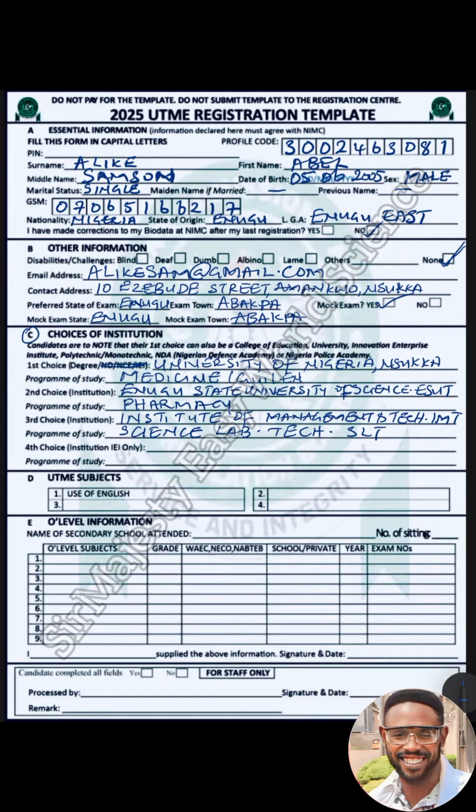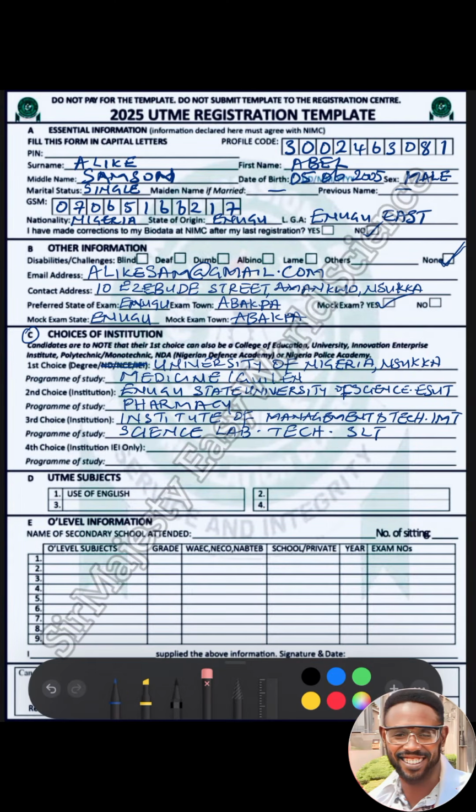Civil engineering, even in the second choice, I can take any other engineering course. In a polytechnic, I'll still take civil engineering or chemical engineering. So don't combine engineering with medicine because of the UTME subject combination. Okay.